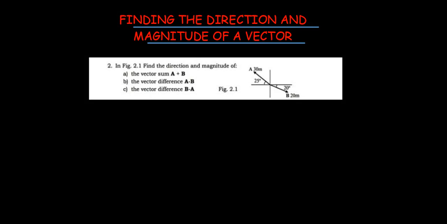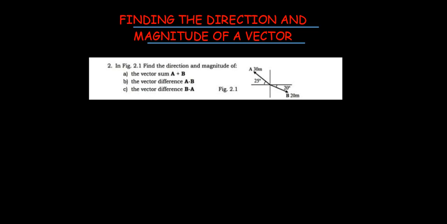Welcome to this video. In this tutorial, we will answer the following questions. The question reads: in Figure 2.1, which is just this figure by the side, find the direction and magnitude of (a) the vector sum A plus B, (b) the vector difference A minus B, and (c) the vector difference B minus A. So how do we find those?